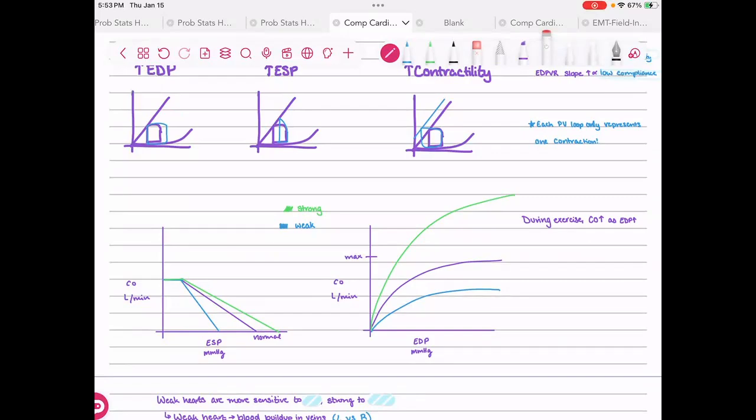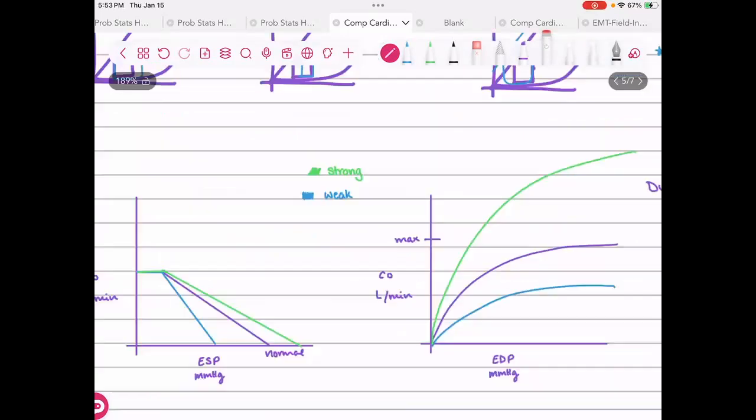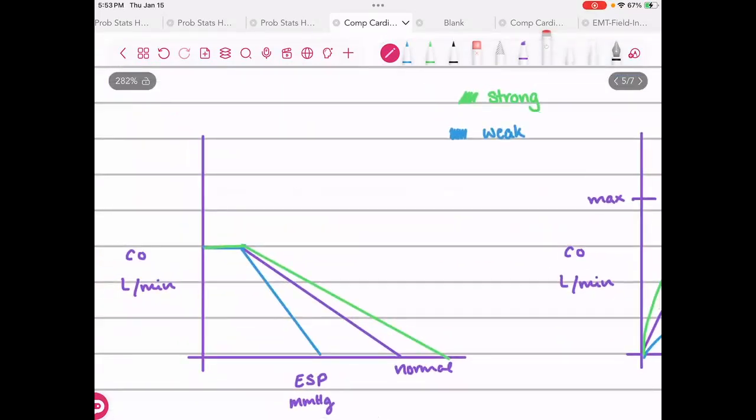So if we have a strong heart as the green line, and then a normal heart in purple, a weak heart in blue. So let's take a look at this graph on the left. Here we have a normal heart in purple, and then a strong heart in green and a weak heart in blue. As the ESP, so that's going to be our afterload, increases, the cardiac output is going to kind of drop off. So at first, there's not really much of a change, and then when your ESP reaches a certain threshold, your cardiac output is slowly going to drop off. If your heart is strong, that drop is going to happen slower. It's going to have a smaller slope. And then if your heart is weak, it's going to have a faster slope. It's going to drop off faster.